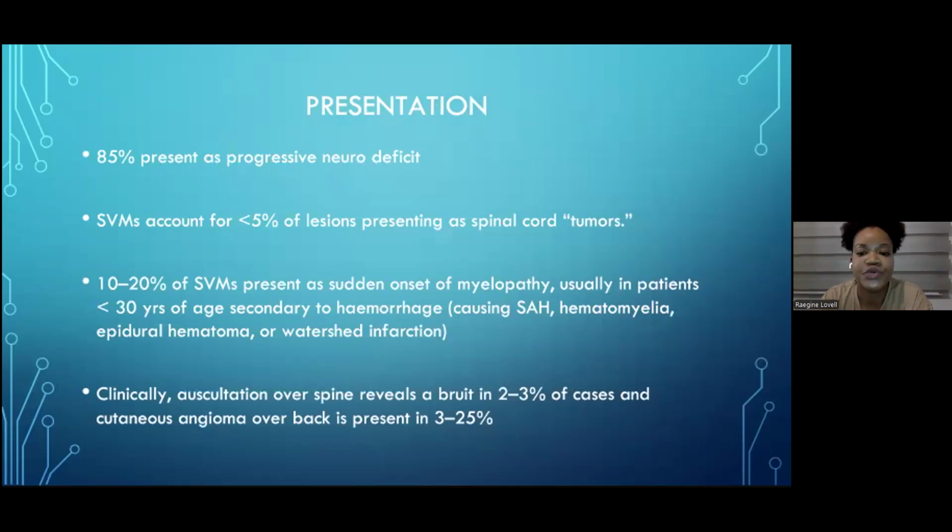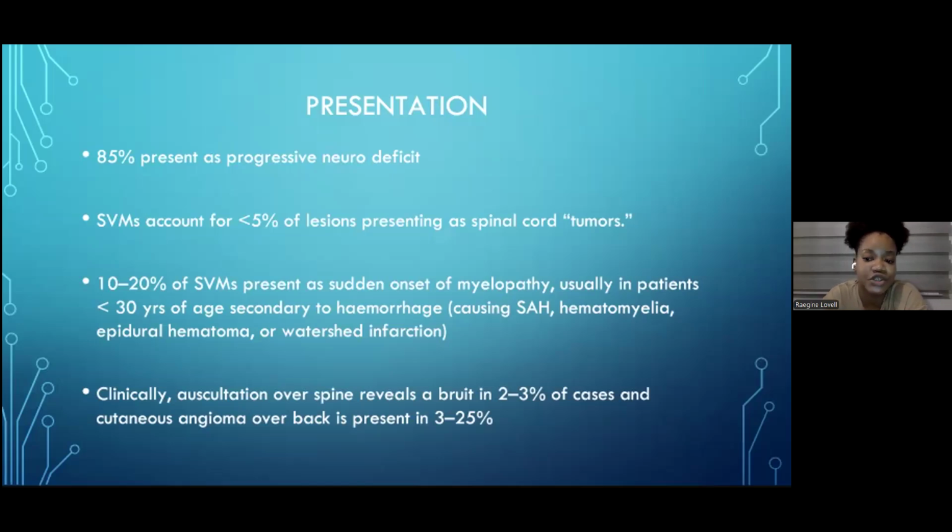Presentation of these patients. So 85% present as progressive neurodeficit, so back pain associated with progressive sensory loss and lower extremity weakness could be occurring over a period of months to years. SVMs account for less than 5% of lesions presenting as spinal cord tumors, and 10 to 20% of SVMs present as sudden onset of myelopathy, usually in patients less than 30 years of age, as I touched on before, secondary to hemorrhage causing subarachnoid hemorrhage, hematomyelia, epidural hematoma, or watershed infarction.